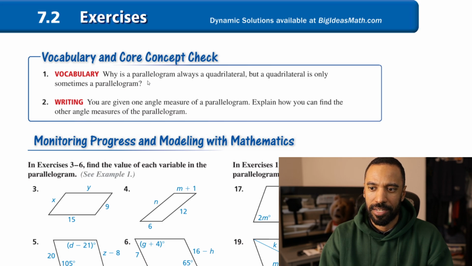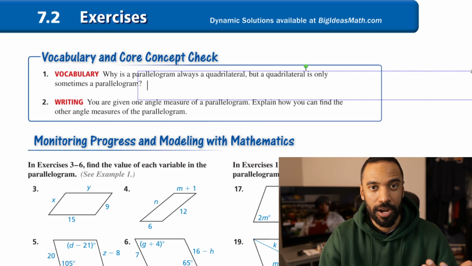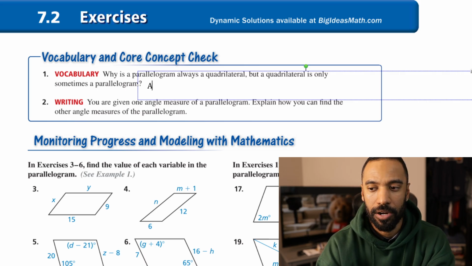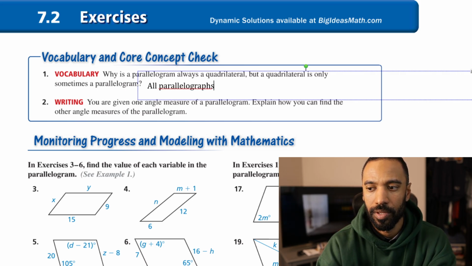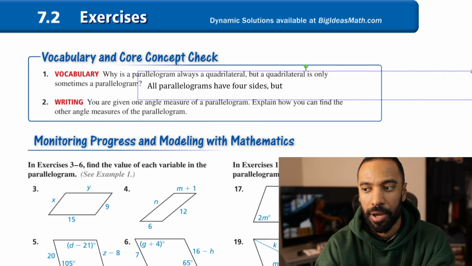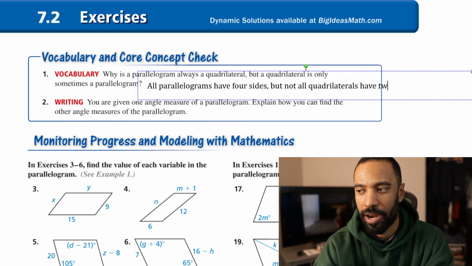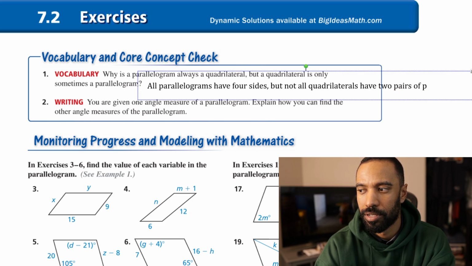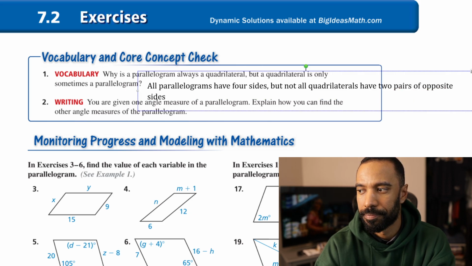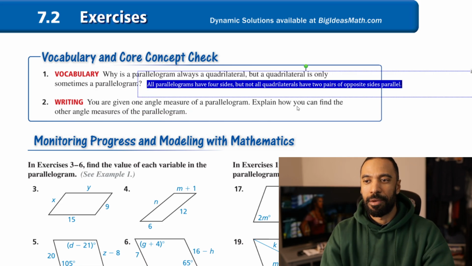Well, a parallelogram by definition is a 4-sided shape where opposite sides are parallel. All parallelograms have 4 sides, which quadrilaterals have by definition, but not all quadrilaterals have 2 pairs of opposite sides parallel. And that's a big thing that we're going to be doing quite often, I imagine.